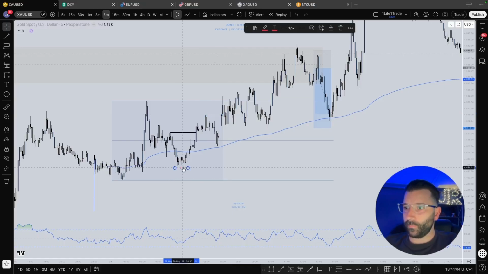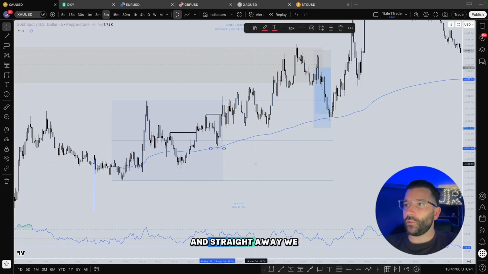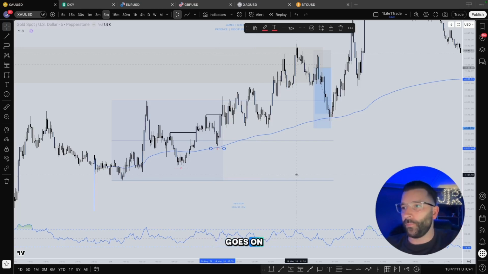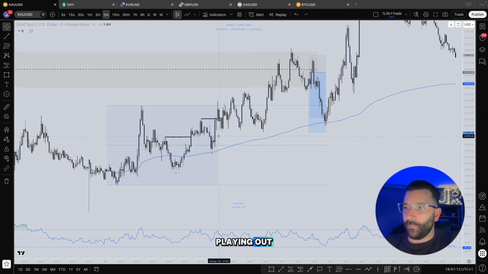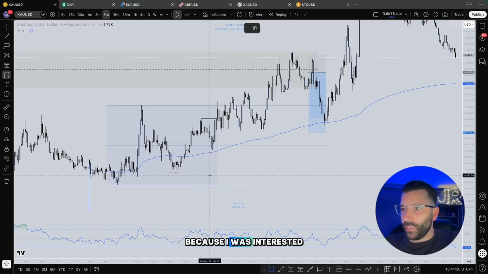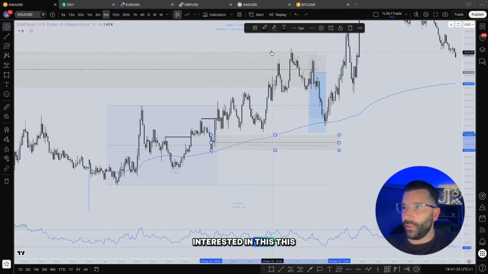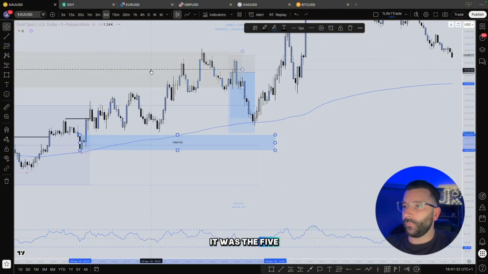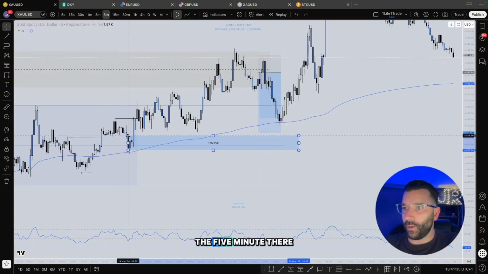Excuse me. We've got liquidity there, and straight away we start building a story. We start building a story as the day goes on. So as this was playing out, when this broke this high here and broke just above Asia, it started getting interesting, because I was interested in this zone here. I was very much interested in this 5. I think I had it on the 15. No, it was the 5. Yeah, it was the 5 minute there. That is what I was interested in.